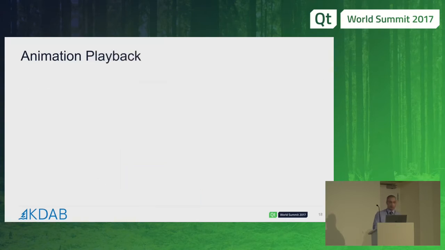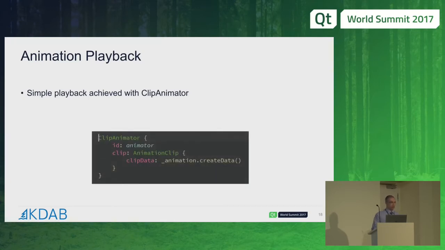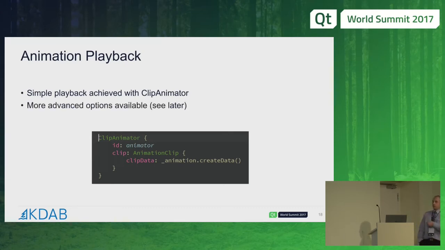So the next concept was the animation playback. And this is achieved really easily with Clip Animator. So Clip Animator is a component you can aggregate onto a Qt 3D entity. You feed it an animation clip in the clip property, and it has a running property you can set to true or false. Pretty easy. So that gets us 2/3 of the way. Oh yeah, there's also more advanced options for playing back animations, which we'll talk about a bit later.